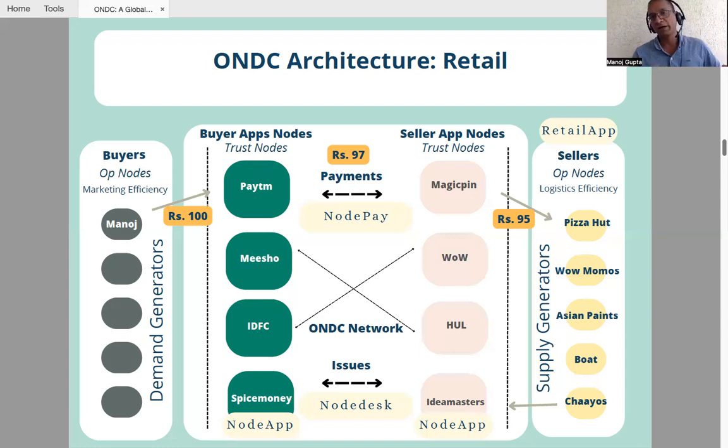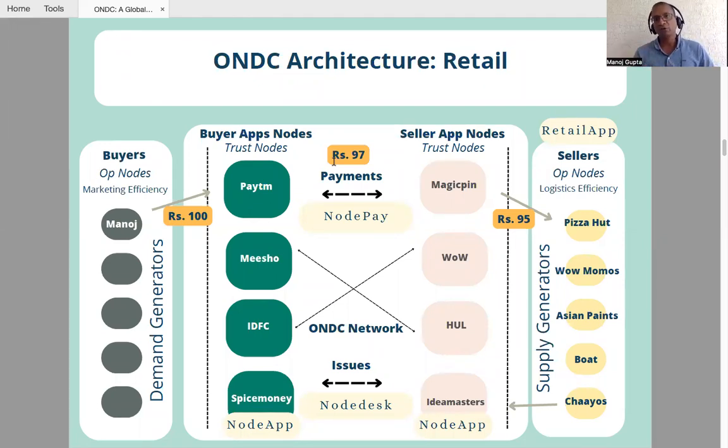And the beautiful part is that these networks can talk to each other, right? So there's a huge interplay opportunity which exists in ONDC, where one network can basically get commerce opportunity from another network. And I'll tell you when I show you how fintech and retail might interact with each other, right?